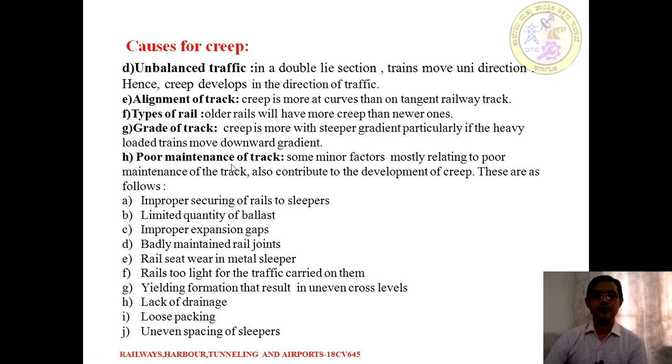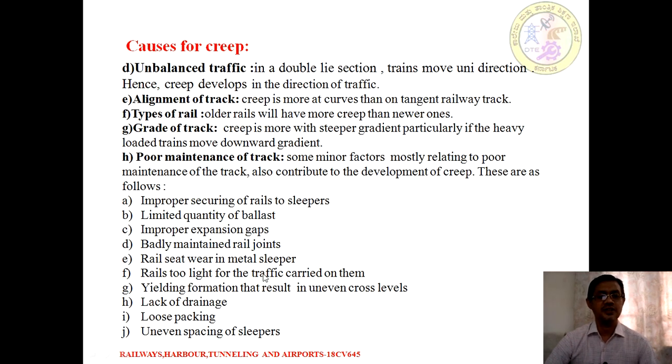Similarly, poor maintenance of a track is accountable for the creep, but some minor factors are also there. They are improper securing of a rail to the sleeper, that is improper fixation by the fastenings or fixtures, and a limited quantity of ballast, that is not providing the minimum quantity. Then improper expansion gap, and badly maintained rail joints.